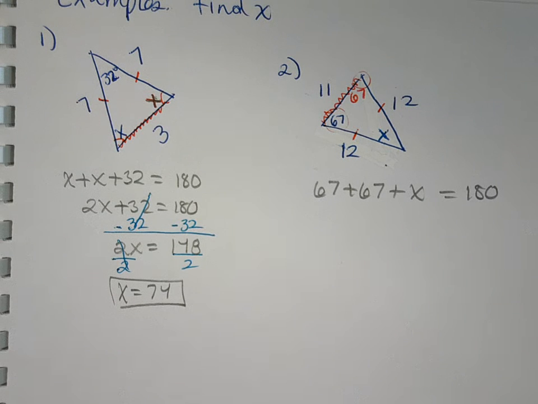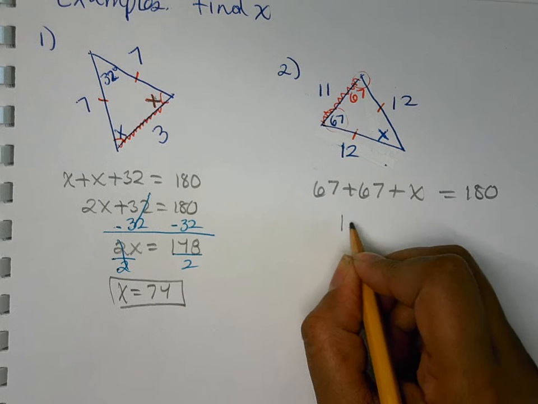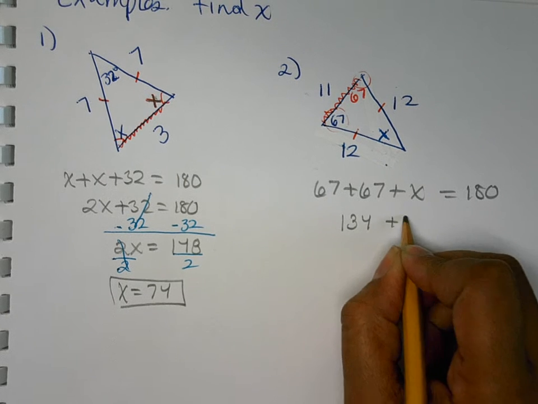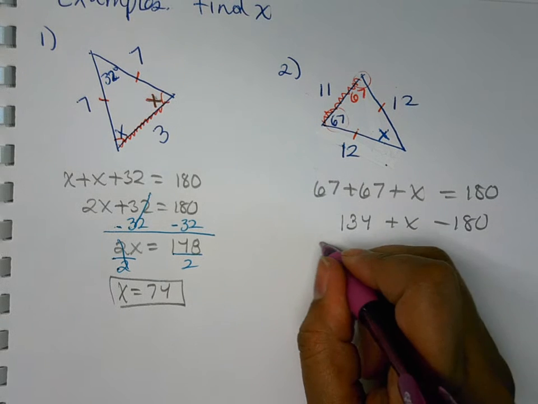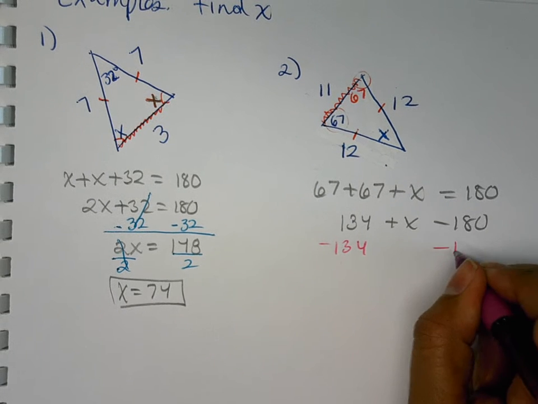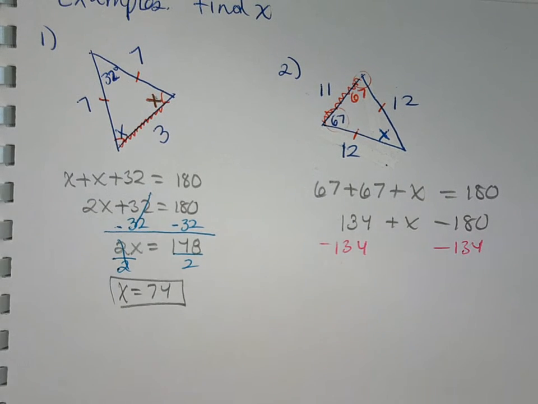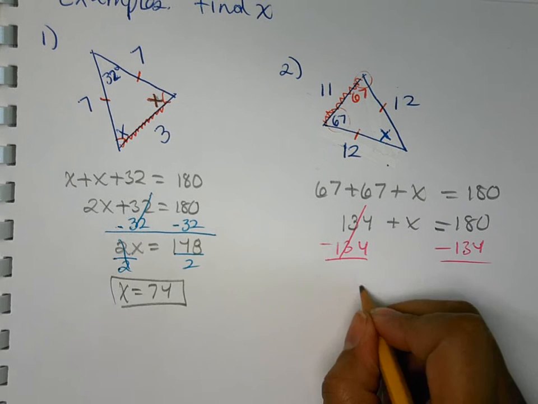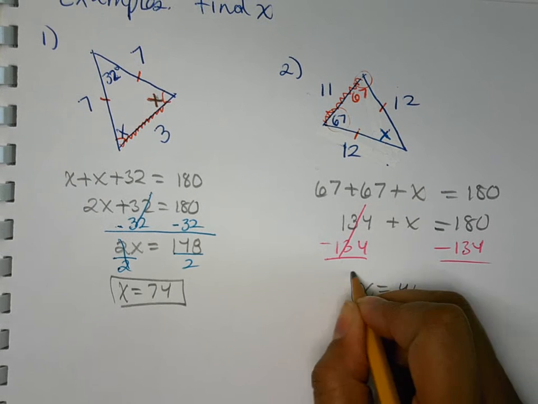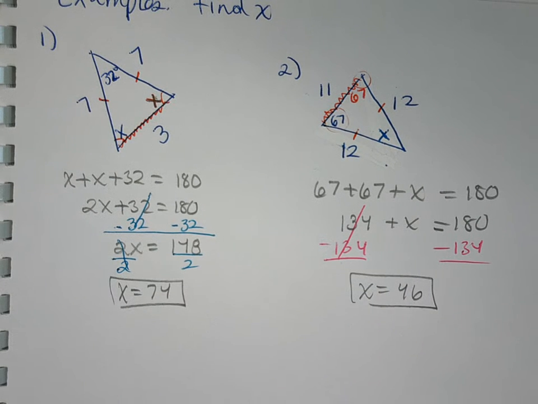Go ahead and solve that now. Anybody have it? 67 plus 67 is 134. And then what do we subtract from both sides? 134. And that there is an equal sign. Sorry. And the answer is x equals 46. All right, questions before I move on?